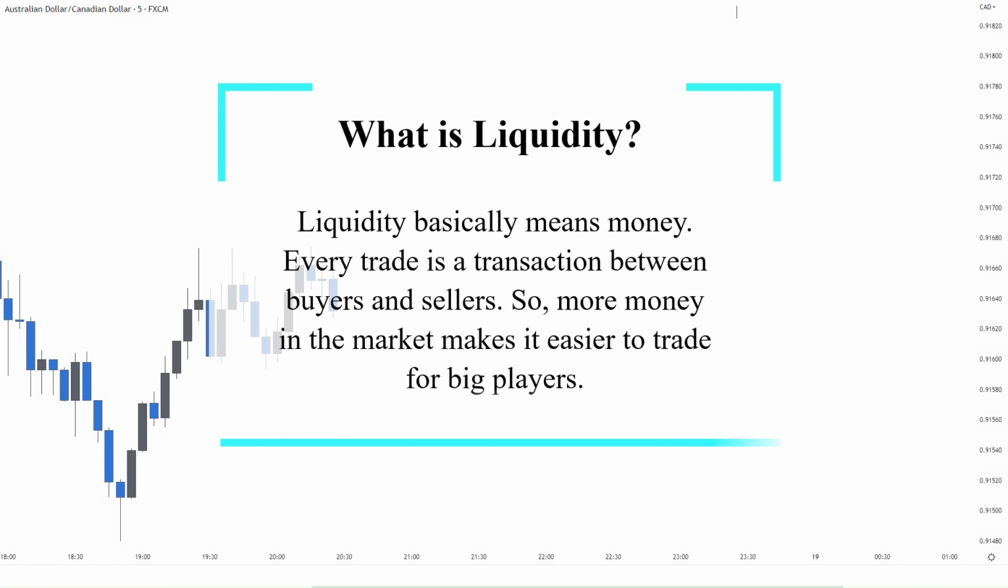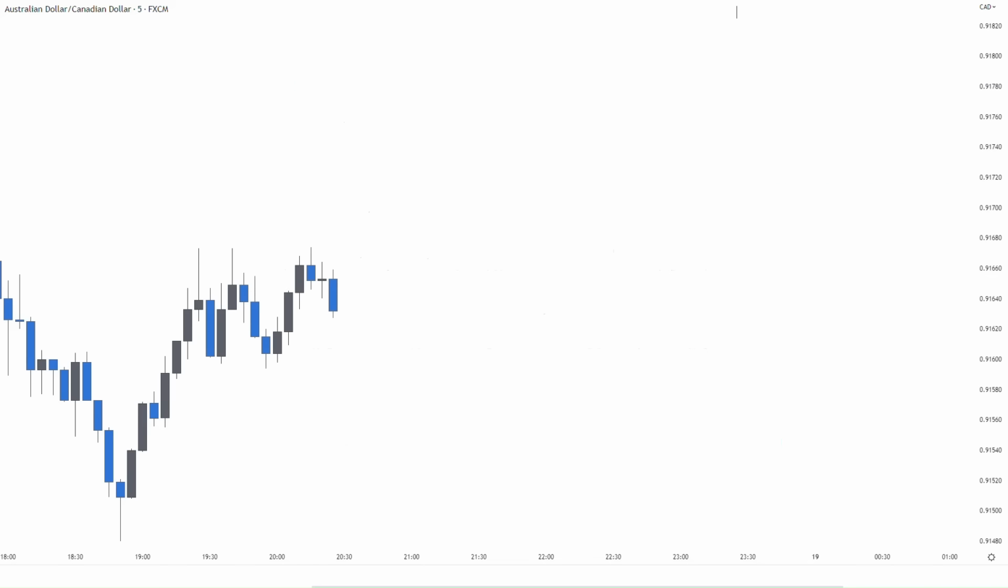So what is liquidity? Liquidity basically means money. Every trade is a transaction between buyers and sellers. So more money in the market makes it easier to trade for big players. Suppose a huge company needs to exchange hundreds of millions of dollars into euros, and if they do this when liquidity is low, the price will skyrocket. They don't want to increase the price because they simply want to buy cheap. So they need liquidity, or in other words, they need sellers in the market.